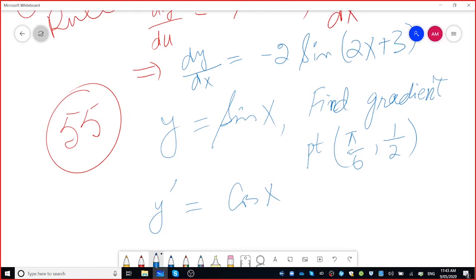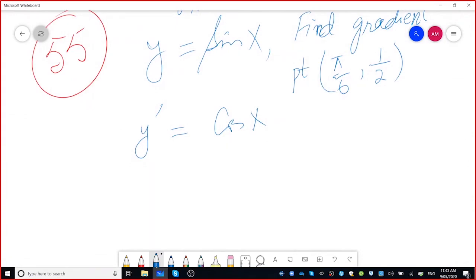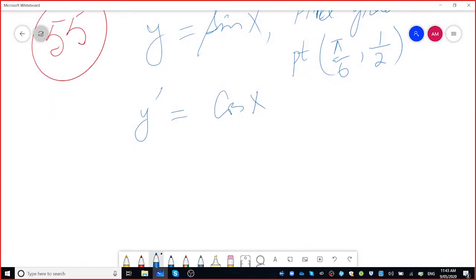So you want to find dy upon dx at, okay, y bar, and you would put in the value of pi over 6. It is saying find the gradient of each at the point pi over 6 comma half. So you are given two values.